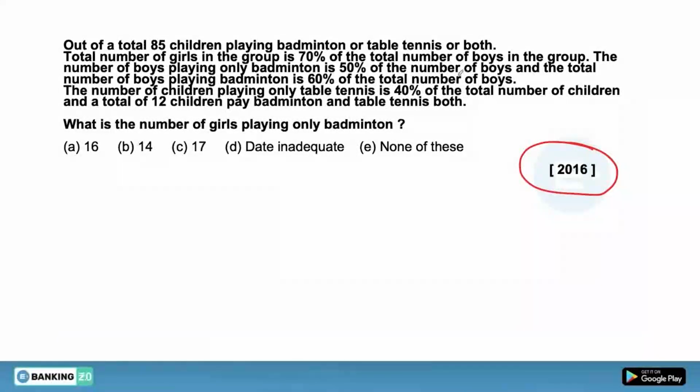The number of boys playing only badminton is 50% of the total number of boys, and the total number of boys playing badminton is 60% of the total number of boys. The number of children playing only TT is 40% of the total number of children, and a total of 12 children play badminton and tennis both. What is the number of girls playing only badminton?